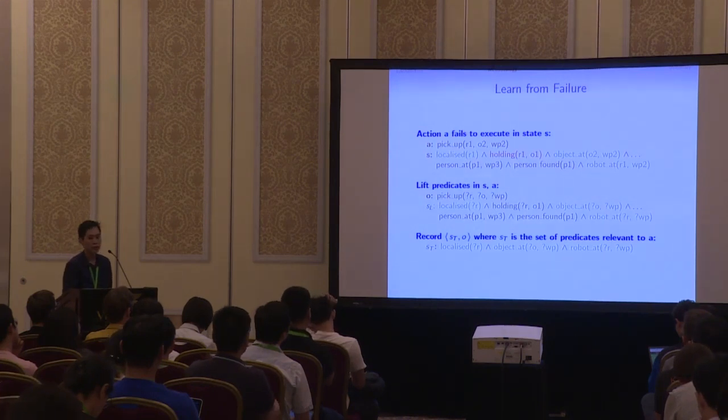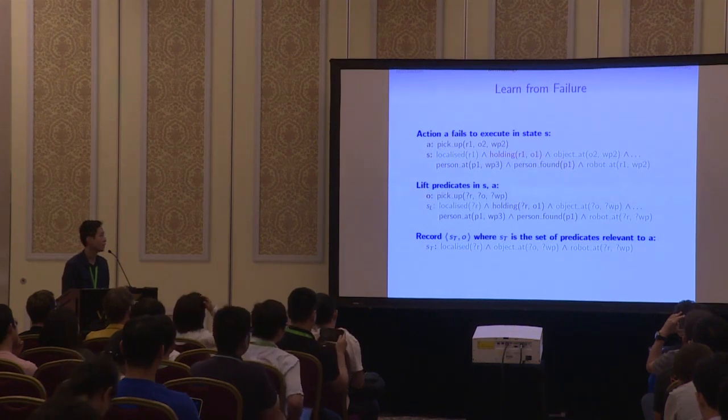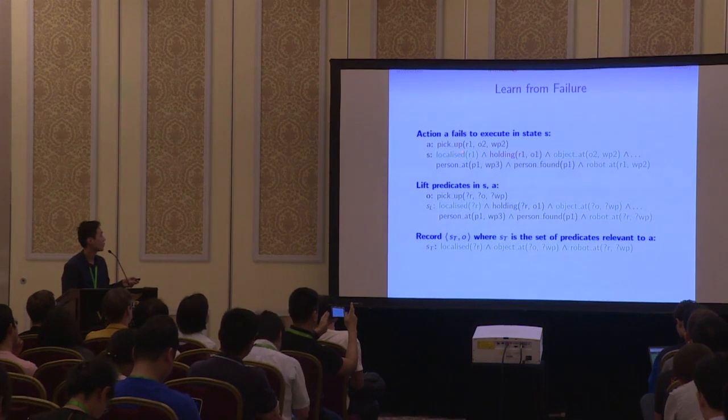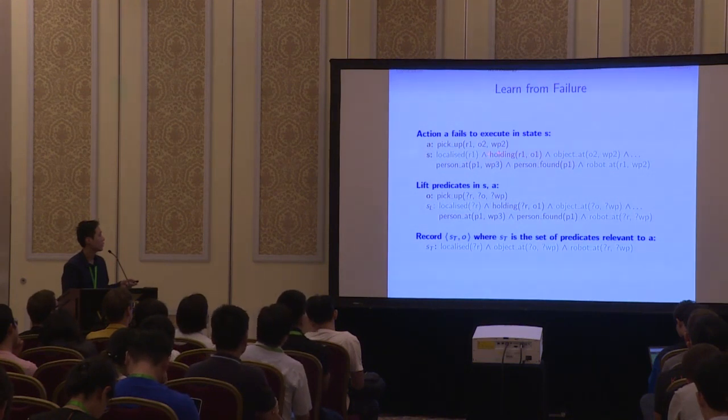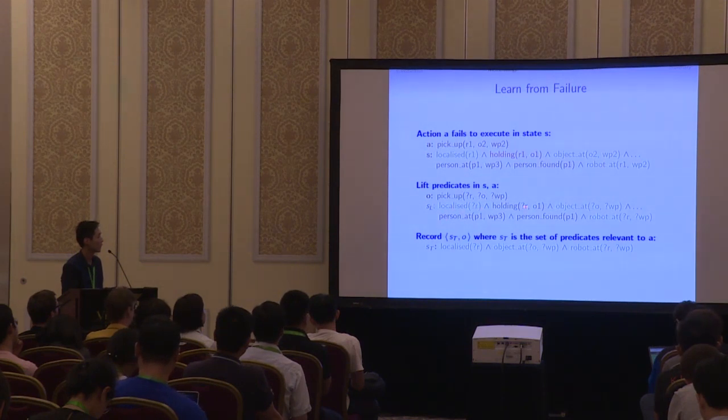Another contribution of our work is that we introduce a method to learn from failure. Take an action that fails to execute, for example, pick up: robot 1 picks up object 2 at waypoint 2, and this is the current state. It fails to pick up object 2 because the robot has only one gripper and is holding on to object 1. So we then lift the states, the predicates in the state, by replacing the objects with the variables in the action. And we retain the relevant predicates, which are shown in green.